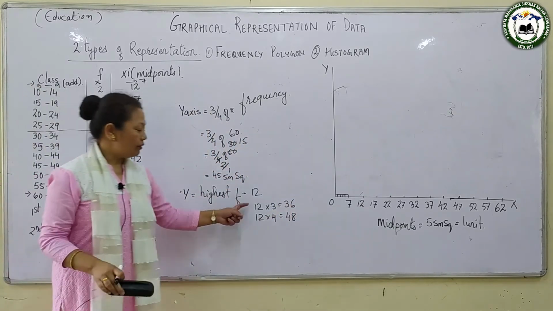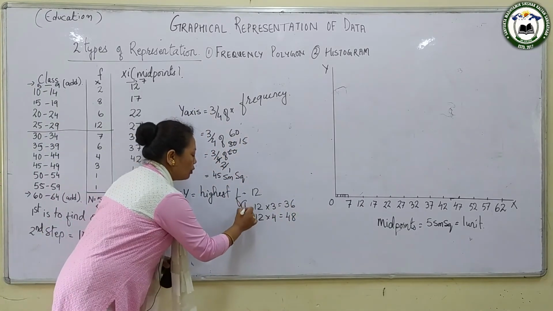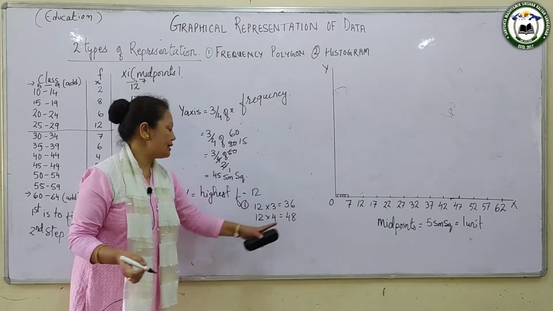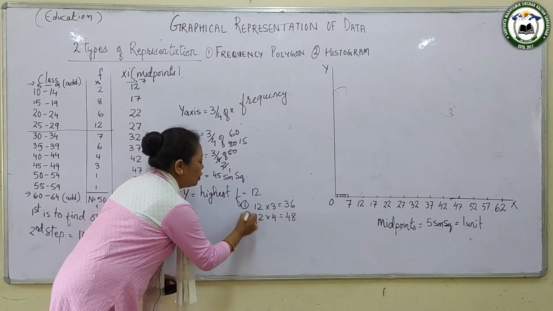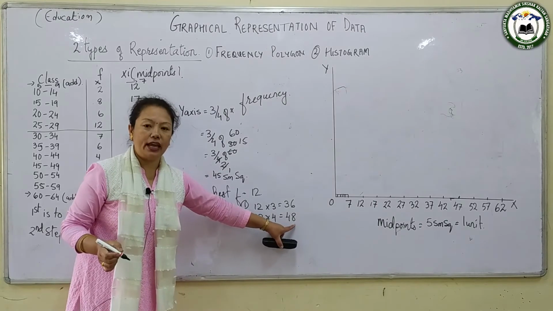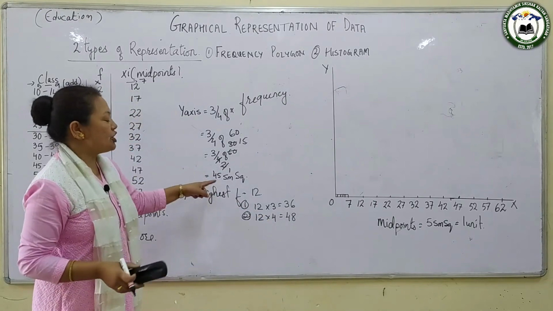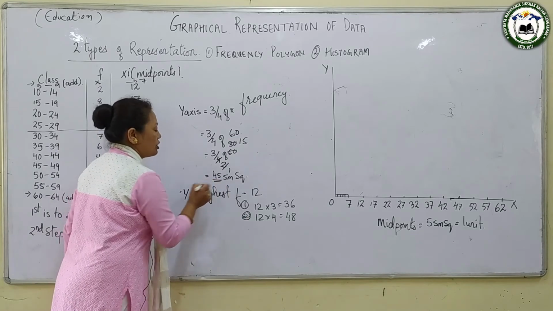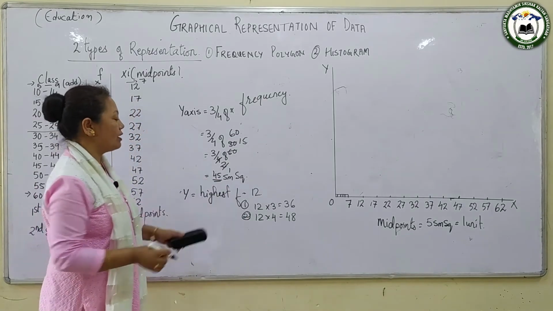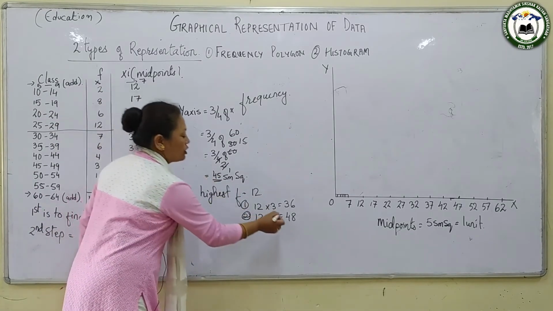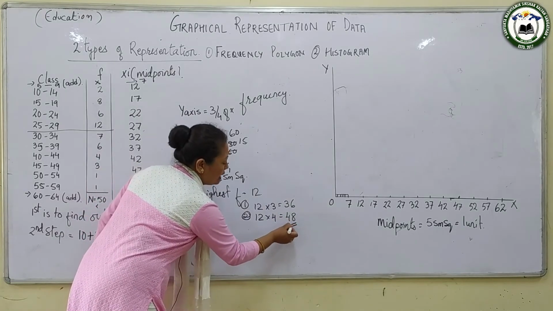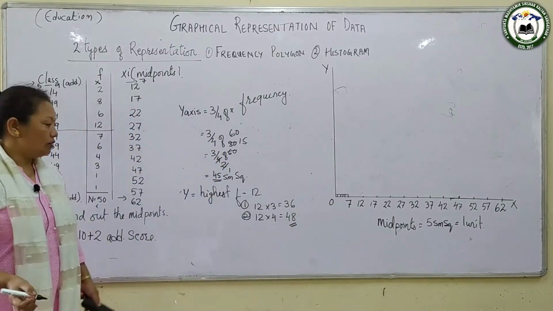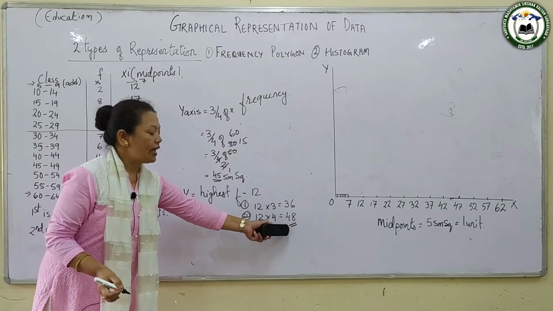Okay, so in number 1 we have got 36 and in number 2 we have got 48. Now find out which is closest to 45. The value very close to 45 is 48.